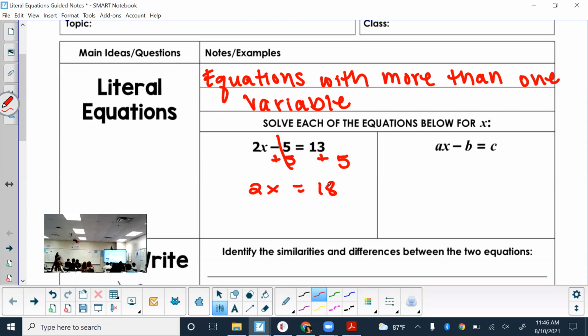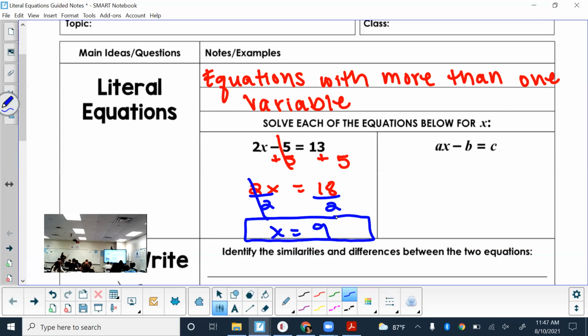All right, now the x isn't by itself yet. How can I get the x by itself? Divide by 2, because that's opposite of multiplying by 2. Again, what you do to one side, you have to do to the other. The 2's cancel out. So we get x equals 9. Good. All right, so those are our normal equations, solving for x.